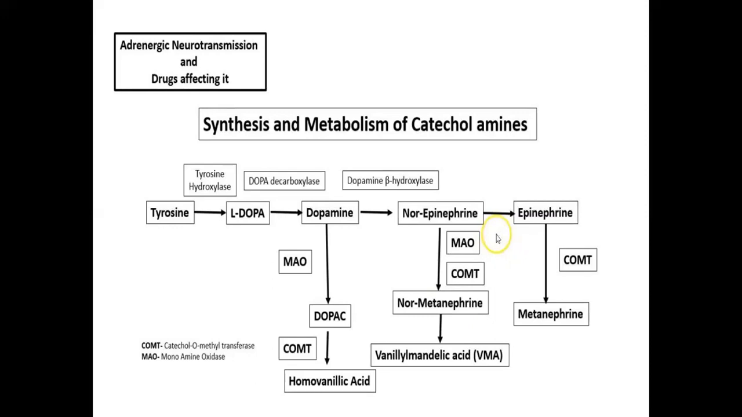Eventually dopamine becomes homovanillic acid, HVA. And dopamine gets converted to norepinephrine, which is carried out by dopamine beta hydroxylase. Norepinephrine, under the action of monoamine oxidase as well as catechol-O-methyltransferase, gets converted to normetanephrine and then vanillylmandelic acid, VMA. Norepinephrine gets converted to epinephrine. Epinephrine gets converted to metanephrine, which is carried out by COMT.